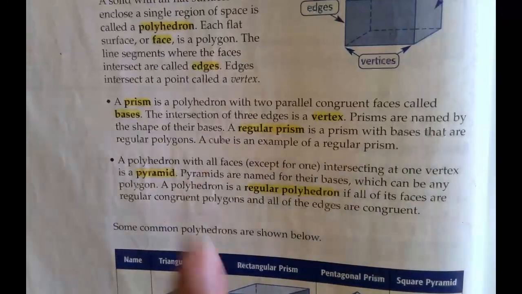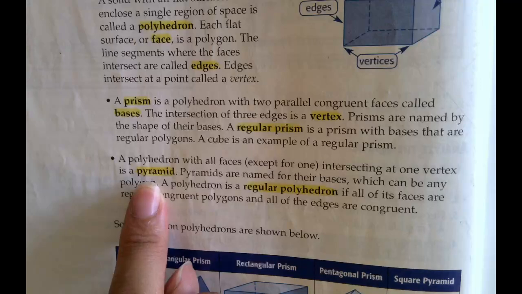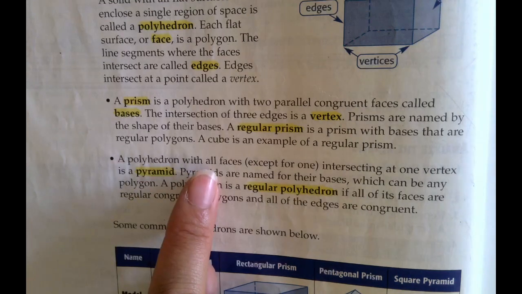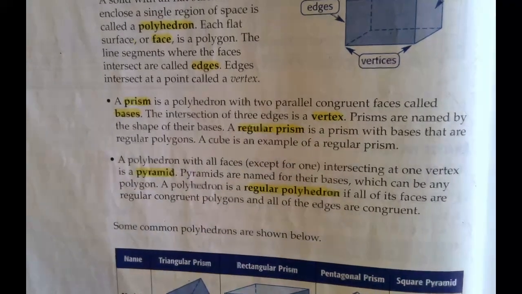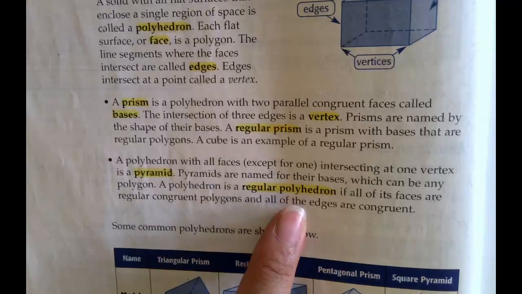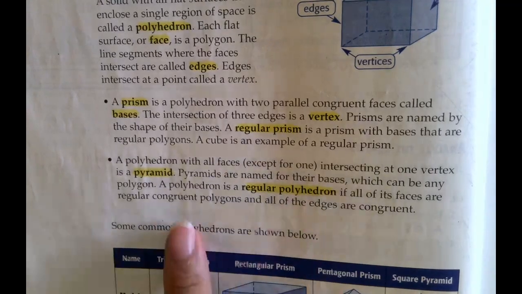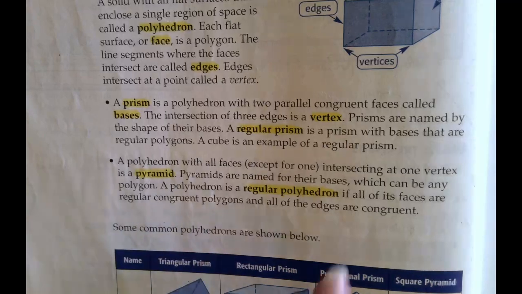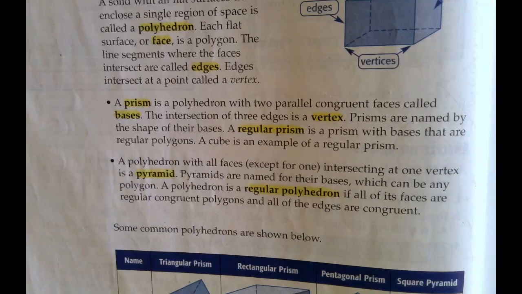A pyramid is a type of polyhedron. It is not a prism though. What is unique about a pyramid is that all faces intersect at one vertex. And all of the faces other than the base are also triangles. A polyhedron is a regular polyhedron, again, if all of its faces are regular congruent polygons and all of the edges are congruent.